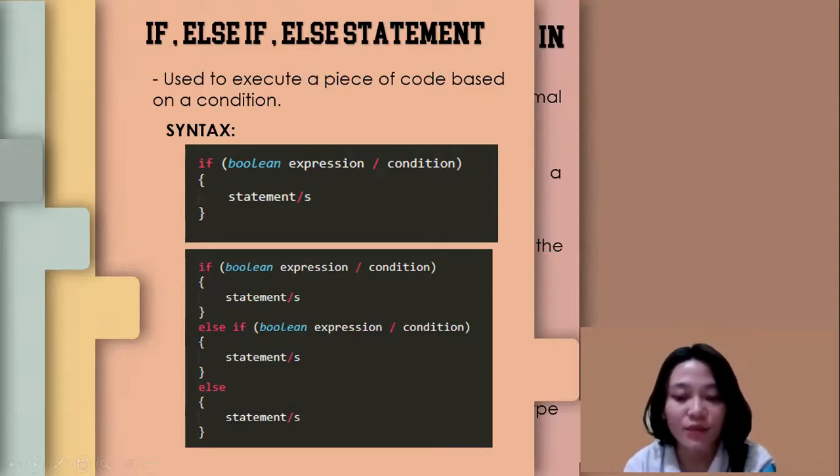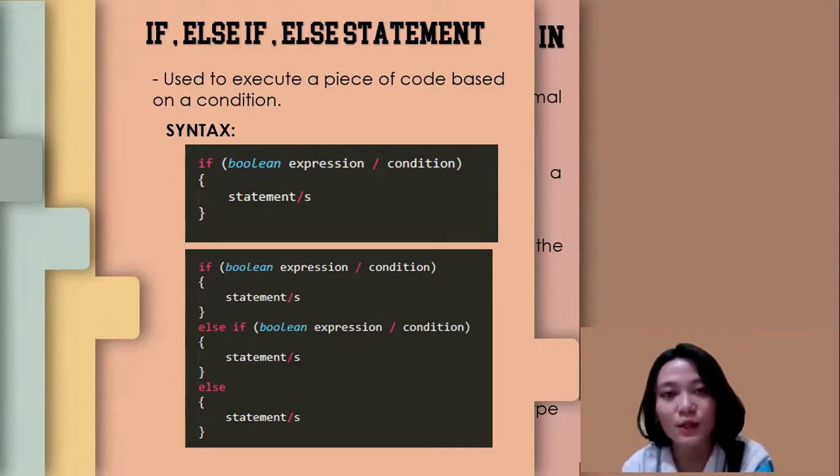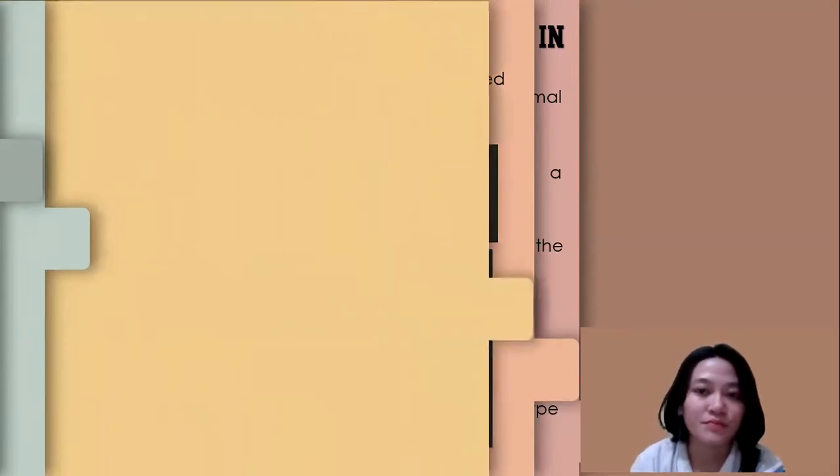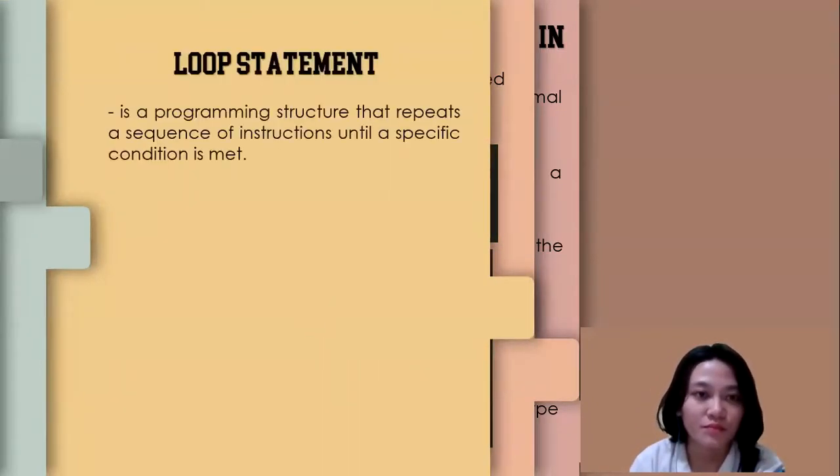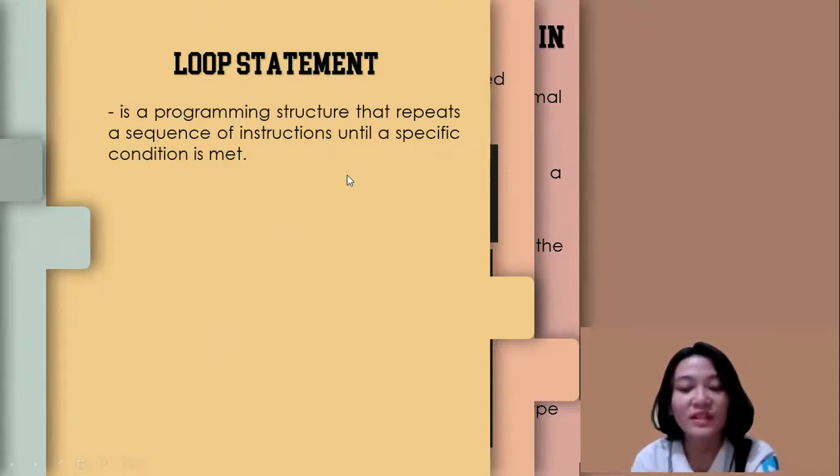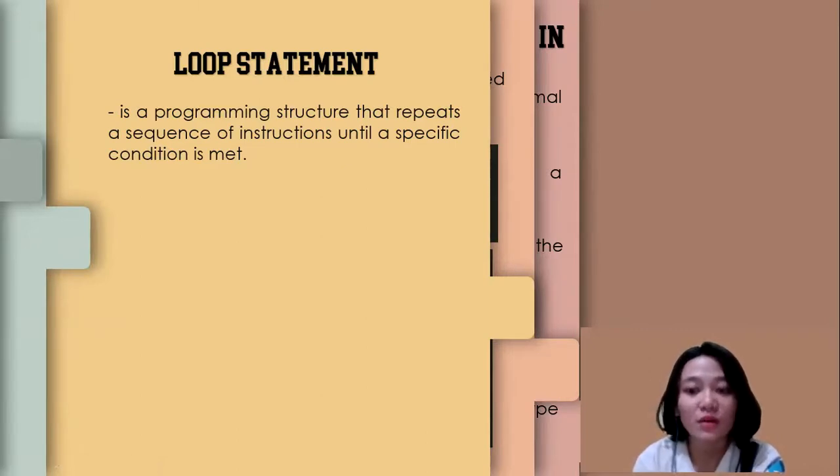And lastly, we will discuss the loop statement. So, a loop is a structure that repeats a sequence of instructions until the condition is met. So, when do we use loops? For example, we want to print hello world 100 times. By the use of these loop statements, you can easily print hello world 100 times or more than that.